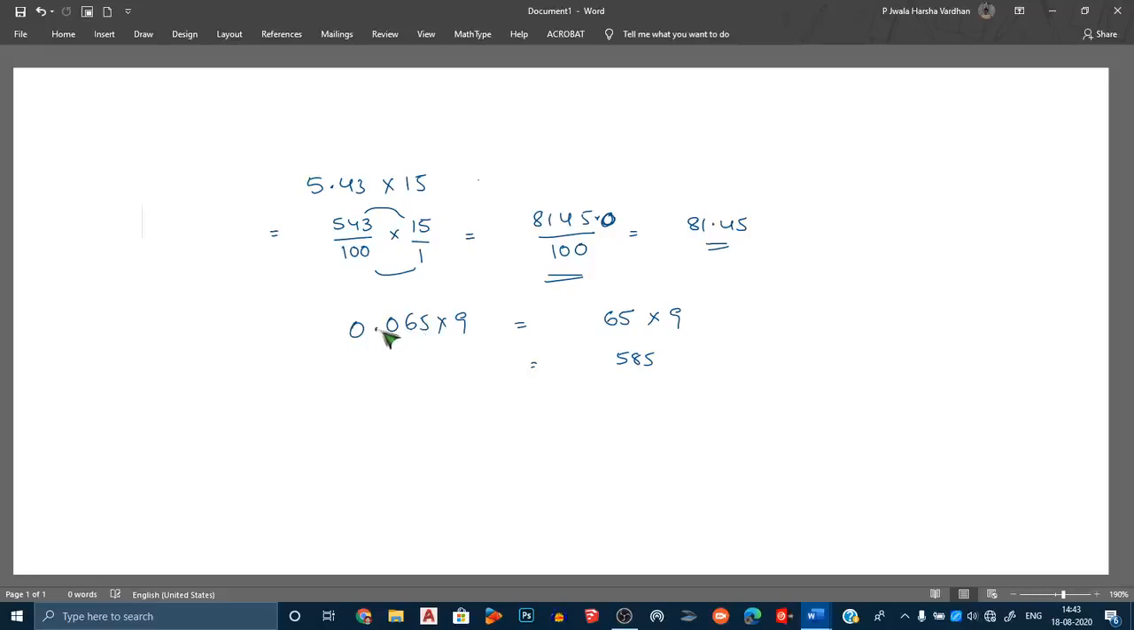Now you have to put the point according to the number of digits in the decimal place. After the decimal point 3 digits are there. So leave 3 digits and put a point: 1, 2, 3 from the right side, not from the left. From the right side leave 1, 2, 3 and put a point here. And since there is no number in the whole number part, we should write 0 here. It is 0.585. Okay, this is procedure number 1.